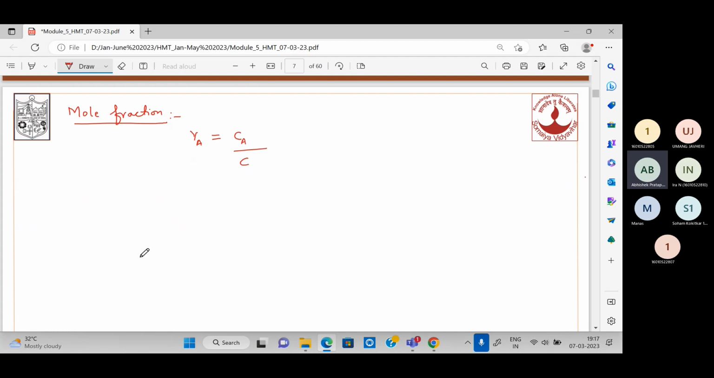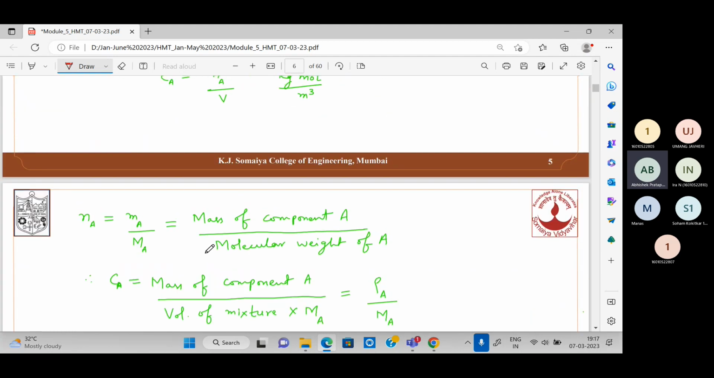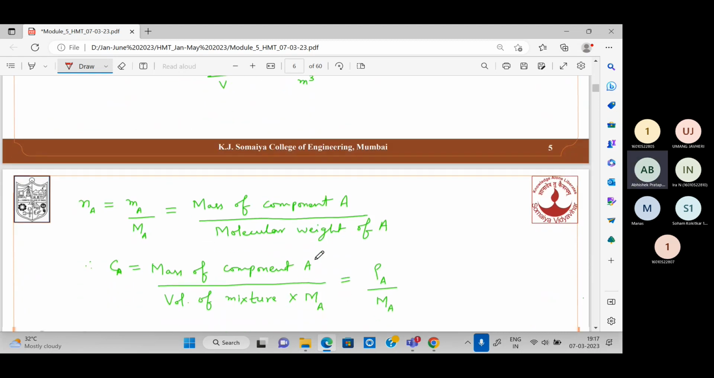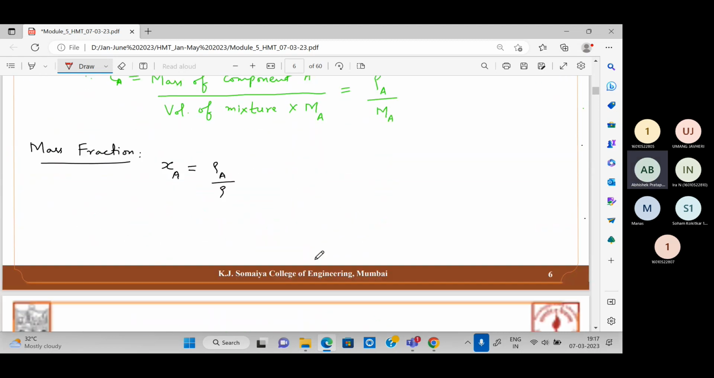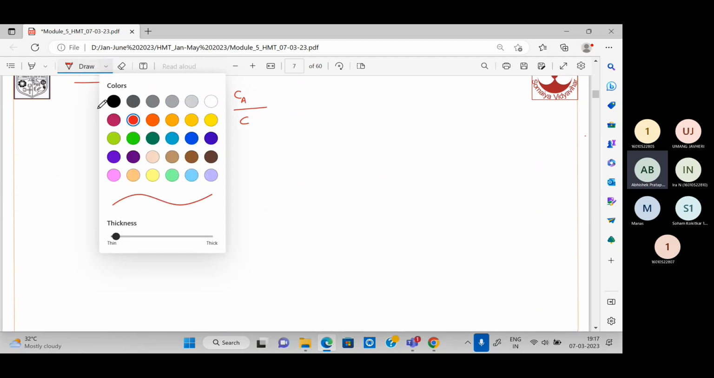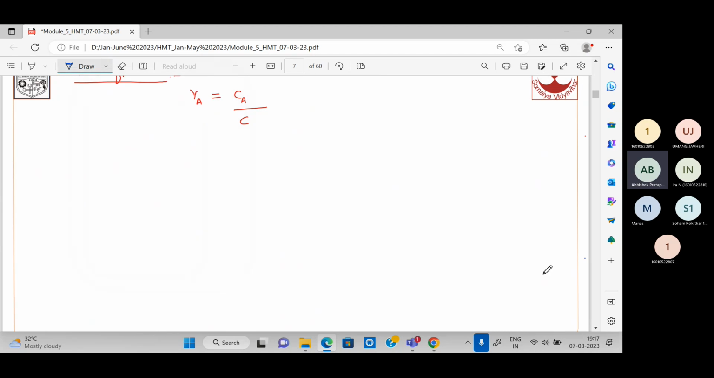Now we'll talk about this. We have talked about concentration. In the concentration part we studied the mass concentration, also known as mass density, then the molar concentration, also known as molar density. Then we have seen the mass fraction and the mole fraction. Now we'll talk about velocities.